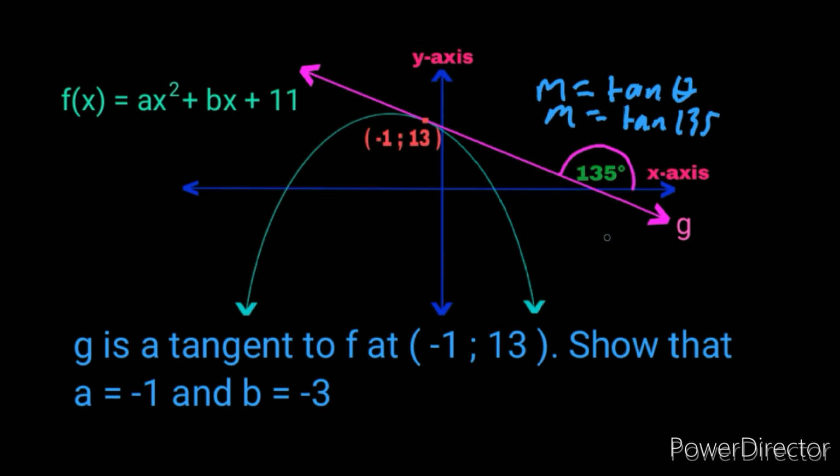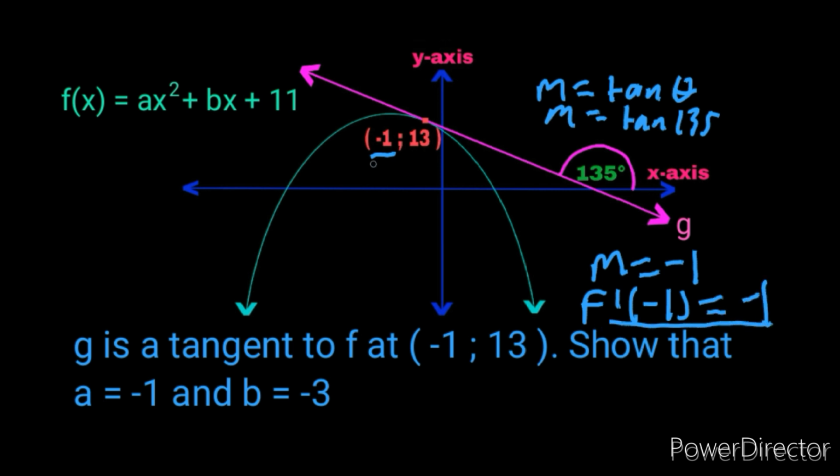And tan 135 is minus 1. The gradient is minus 1, meaning that the first derivative is minus 1 because the gradient of the tangent is minus 1. So therefore we can now say the first derivative when the x value is minus 1 is minus 1. So we have found this information, and combined with this information, we can now solve simultaneously and find the values of a and b. So we have to show that a is negative 1 and b is negative 3.